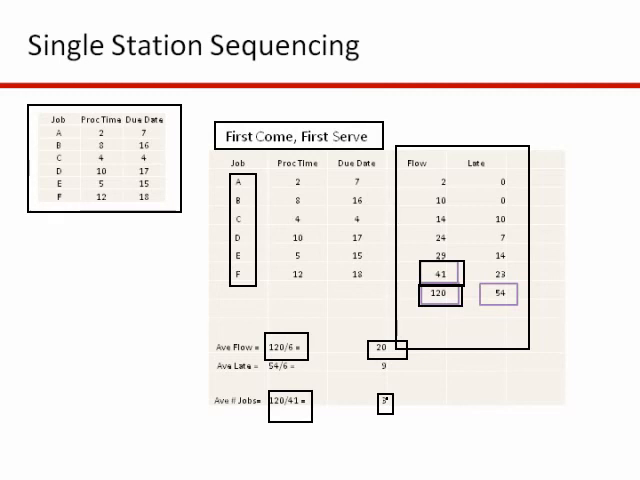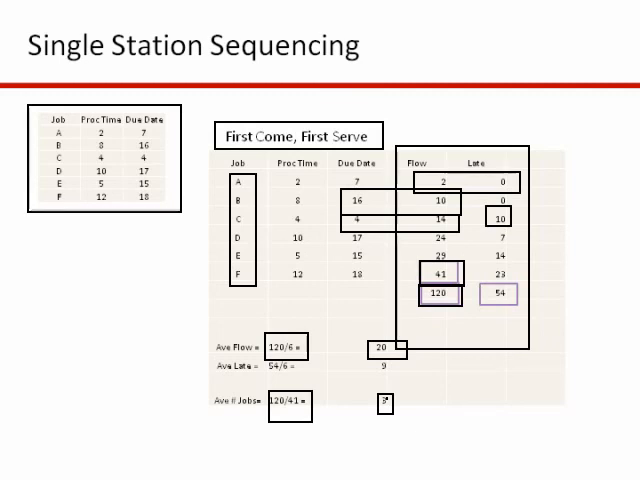The late column is where you're comparing the flow to the due date. If the flow is less than the due date, then the job is not late. So for job A, you can see that the flow is 2, the due date is 7, so it is not late. For job B, it'll be done at time 10. It's not due till 16, so it is not late. Job C, on the other hand, won't be done until 14. It was due at time 4, so it is 10 days late.